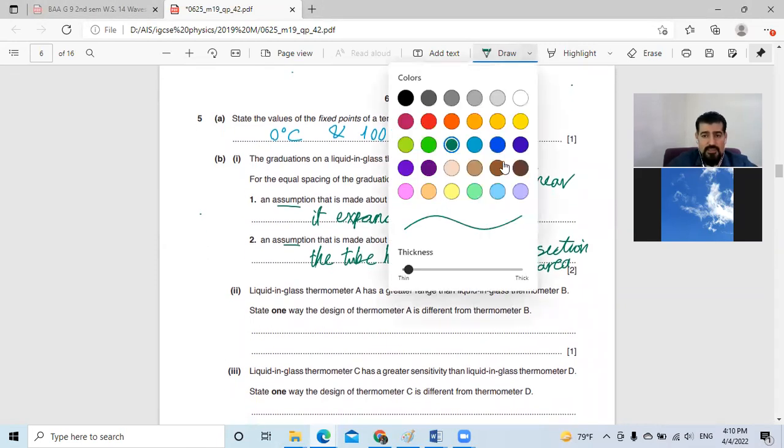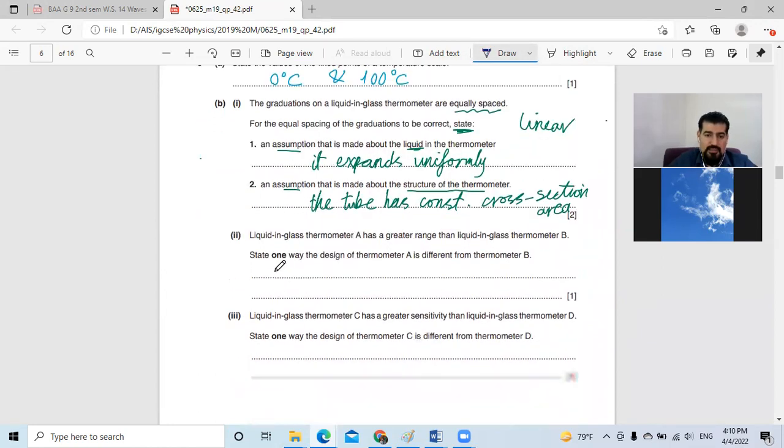because it's linear. But what they ask is, we have two thermometers, thermometer A and thermometer B, and they said that thermometer A has greater range than thermometer B. Let's assume that this is thermometer B, and I have thermometer A which has greater range. Now we have two ways to make it have a greater range. It can be longer, or it can be thicker.